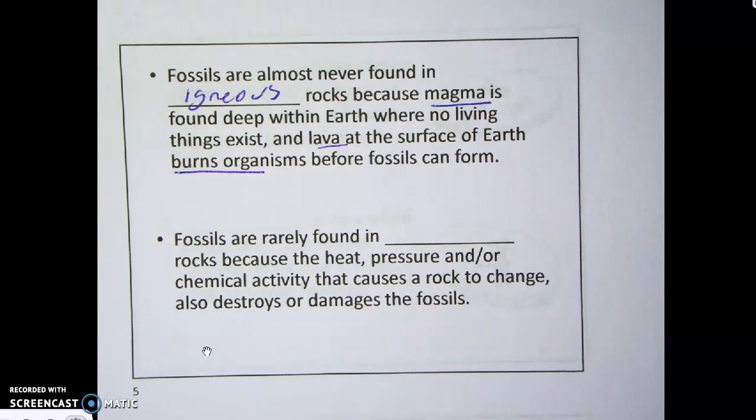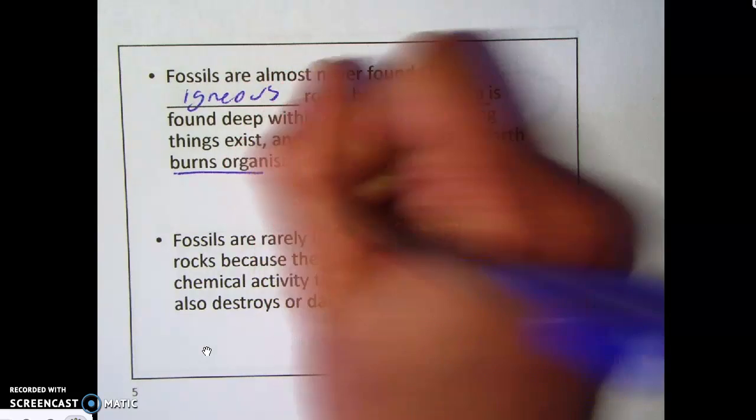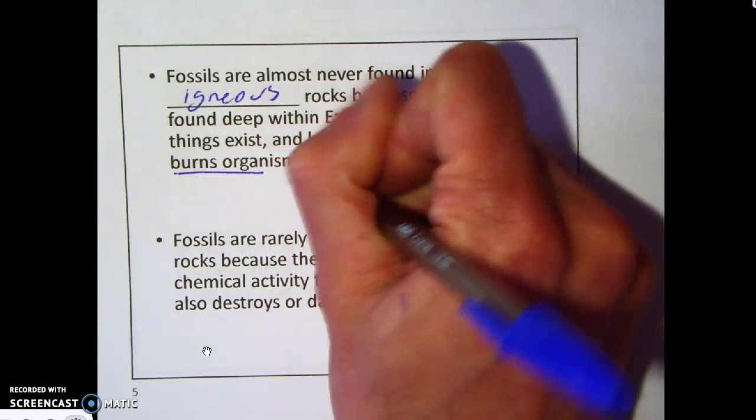I've only ever seen one fossil in an igneous rock, and it happened to be some sort of leaf or plant material that fell into the lava, and then the lava cooled and hardened quickly enough that the plant didn't completely burn by the time the magma hardened. But extremely rare, extremely rare. So this is very unlikely.